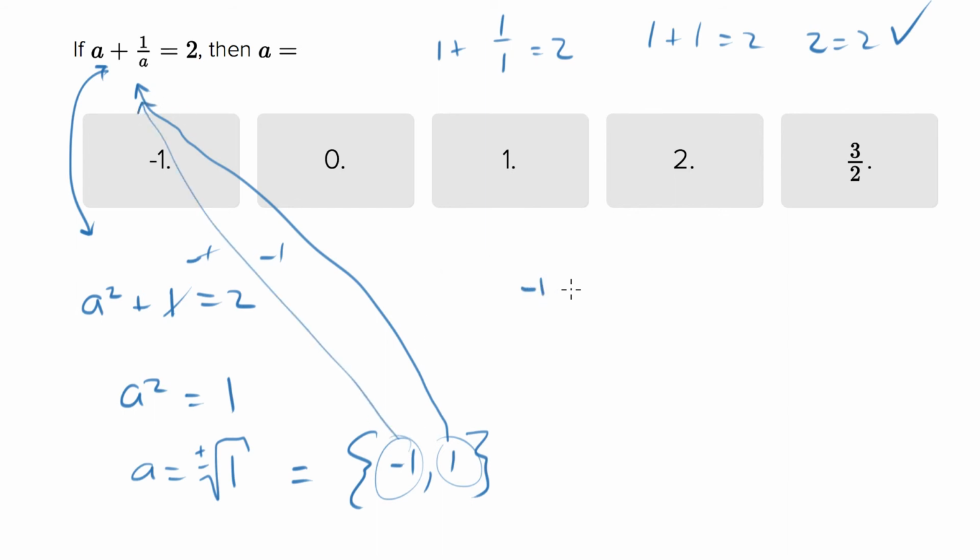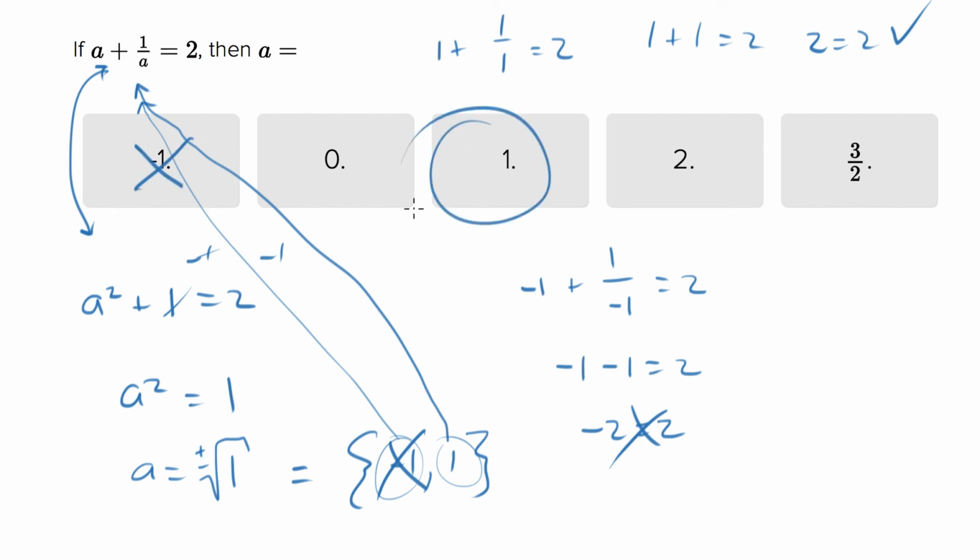Now -1, on the other hand, if we plug that in, we get -1 plus 1 over -1 equals 2. So that would be -1 minus 1 equals 2. You actually get -2 equals 2, which is not true, which means this is not a solution. That's a fake solution that we created by multiplying through by a, and we shouldn't really count it. So that's how you know this is not the answer, and instead it is that one.